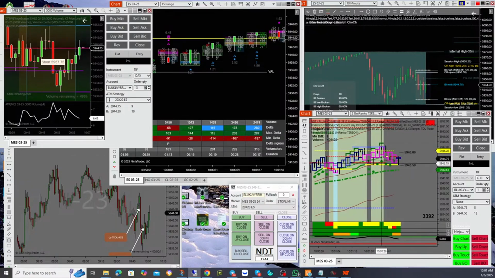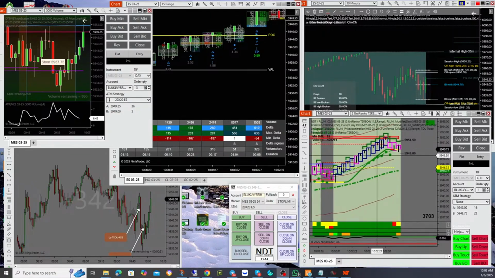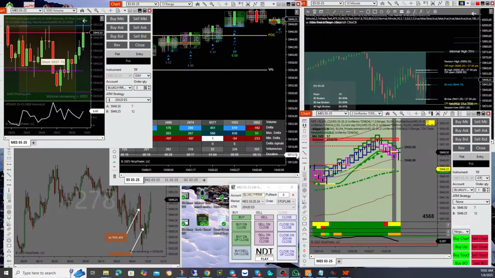We're ranging right here. There's a little congestion area. A break likely looks like it might be to the upside, but it's possible to the downside too. There you go. Okay, we broke to the upside. Approaching this pivot here, we're bouncing off it. So let's see if the VWAP could serve as support here. That's a real possibility.